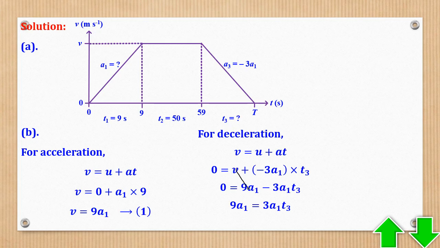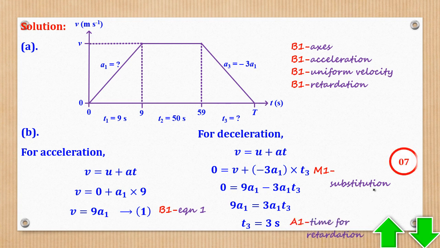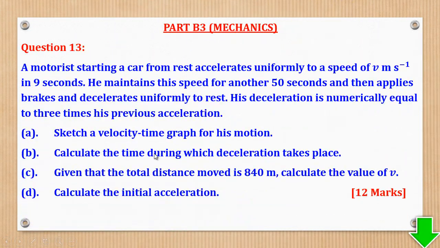So here what I've done is substitute for V, which is here. In the end I'll come up with that, and this can cancel. You remain with 9/3, which gives you 3 seconds. And that was part B. Then for part C, given that the total distance moved is this, calculate the value of V. Then part D, calculate the initial acceleration.